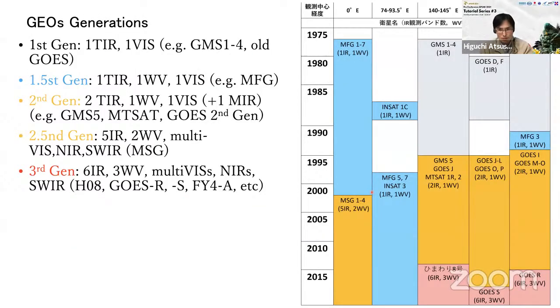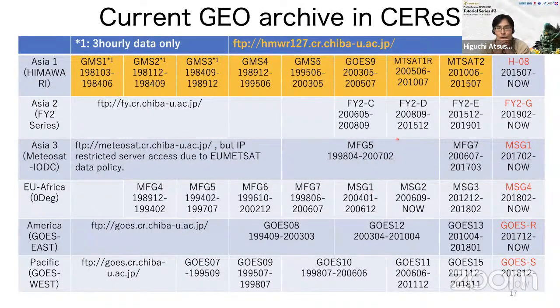Currently, we have so many geostationary satellite data. For example, for the Himawari satellites, we are archiving from the start of GMS1 to the latest one, Himawari 8, more than 30 years of archive, and anyone can access the dataset. For example, this is GMS5 to MTSAT. You can visit this FTP site free of charge and download the data.